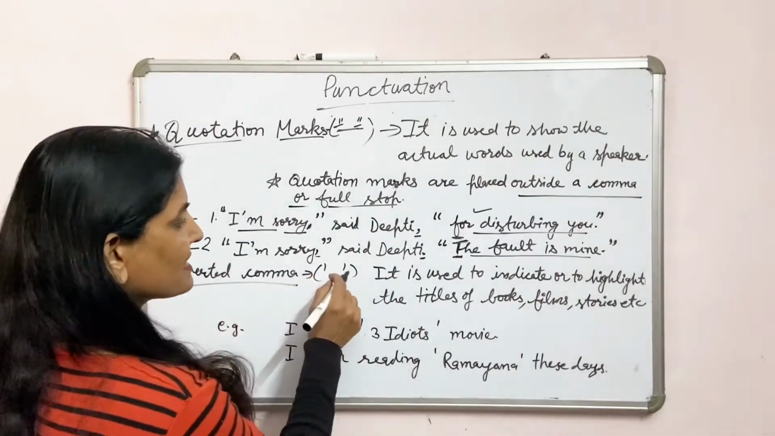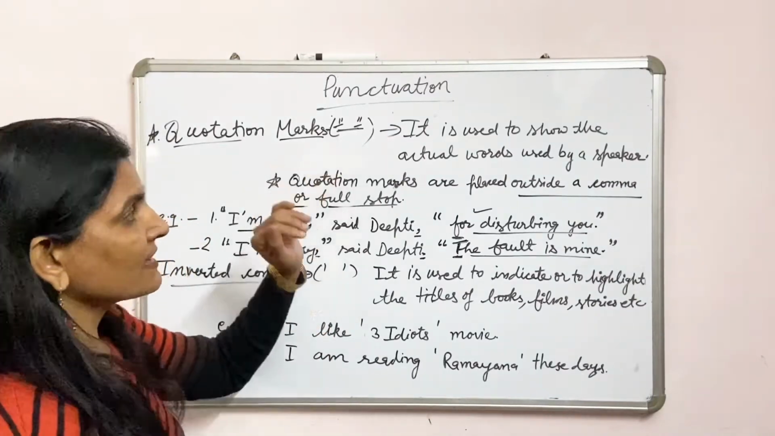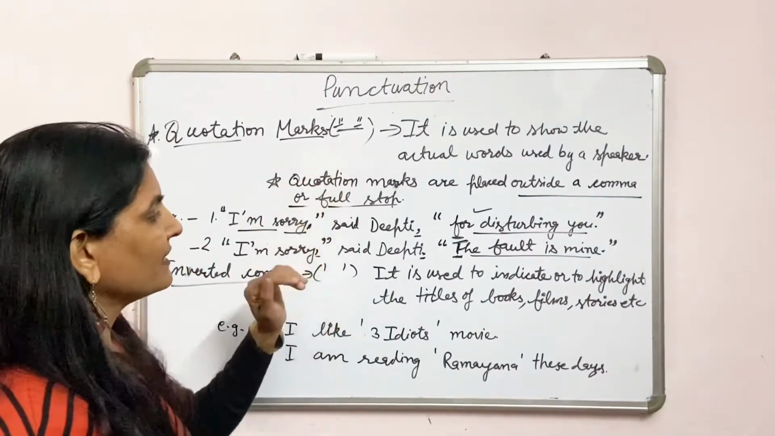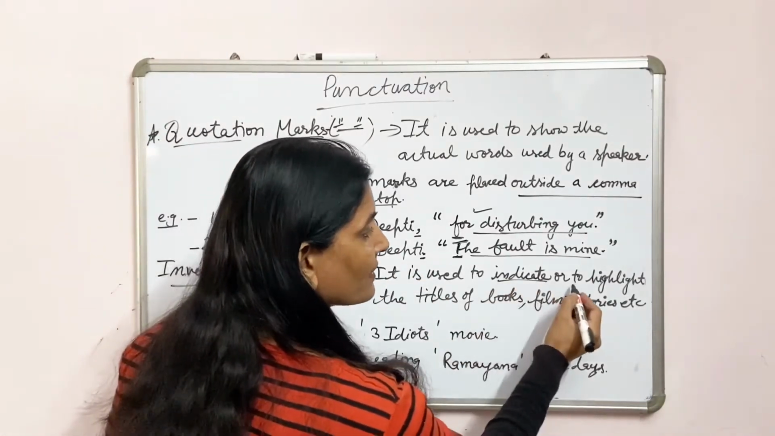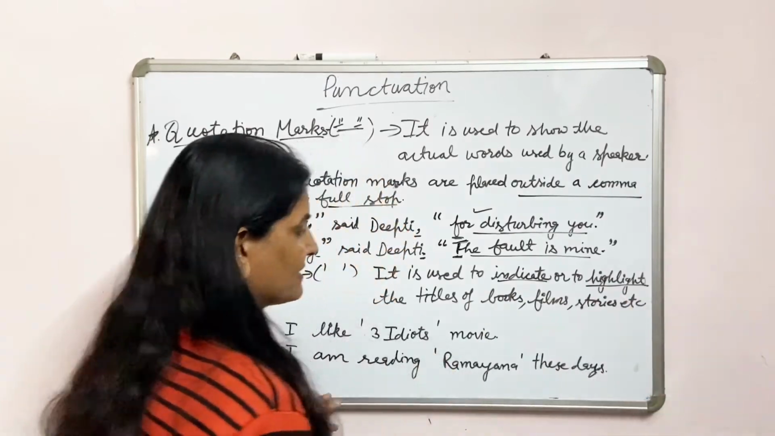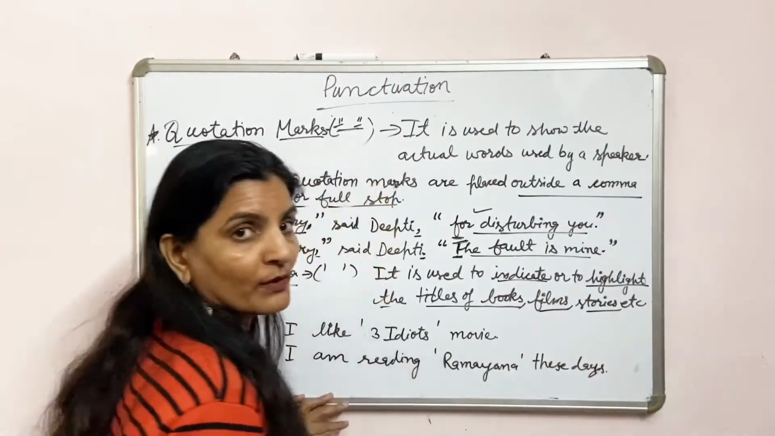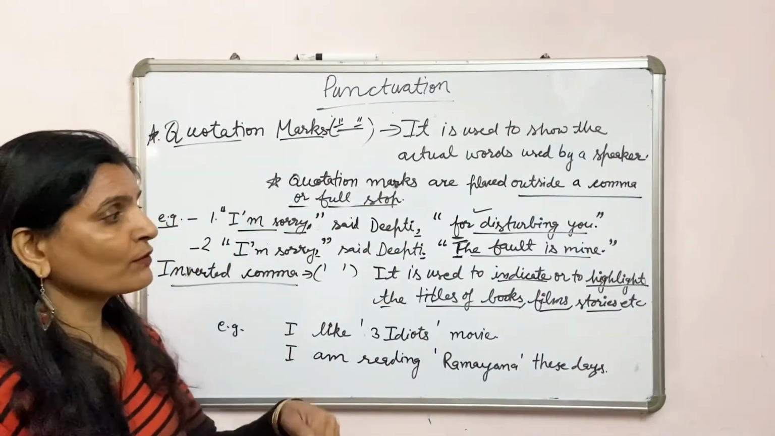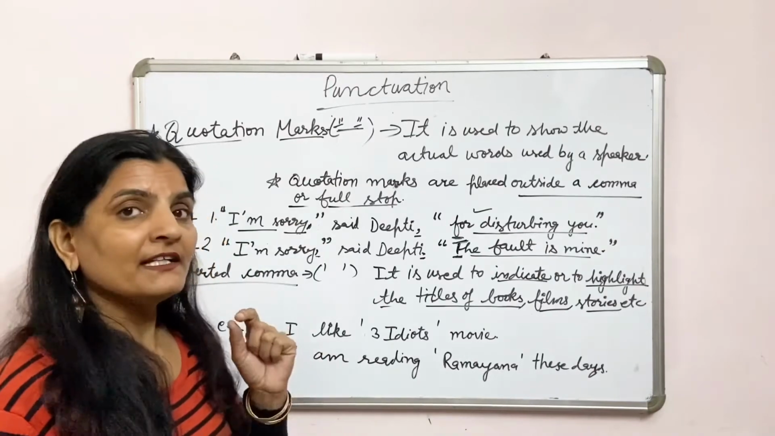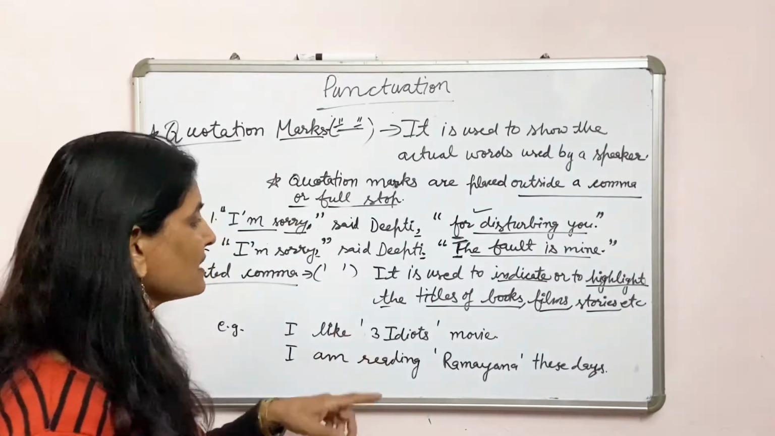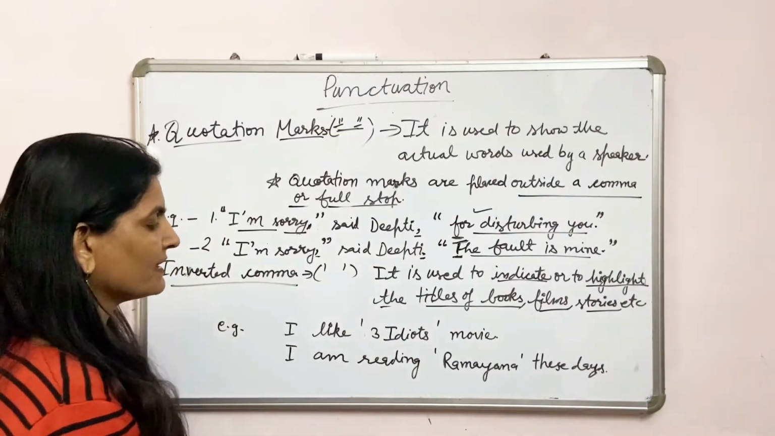Inverted comma, this is the symbol for the inverted comma. As I told you, quotation marks are used in American English and inverted commas in British English. They are used to indicate or to highlight the titles of books, films or stories. When we want to highlight something or give it importance, we use these commas, or we can say inverted commas.